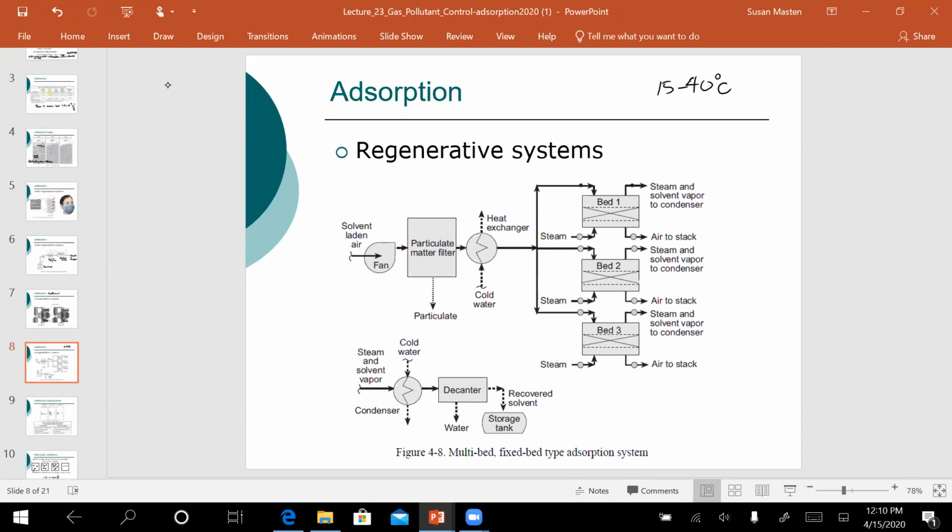When we have exhausted the bed, the sorbent, then we can take that sorbent bed offline. We can regenerate with steam. We can recover the solvent vapor. Typically, we'll have some sort of condenser. We'll talk about condensers on Monday, so that we can recover the material.